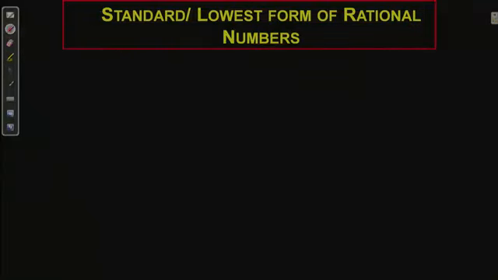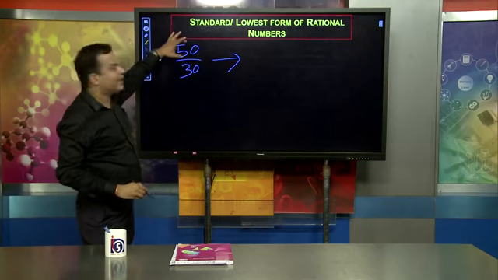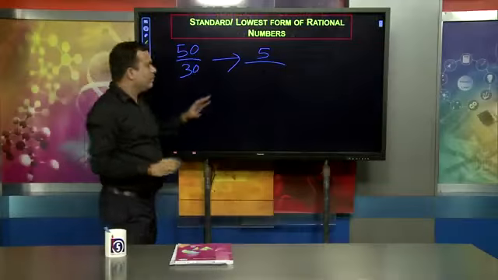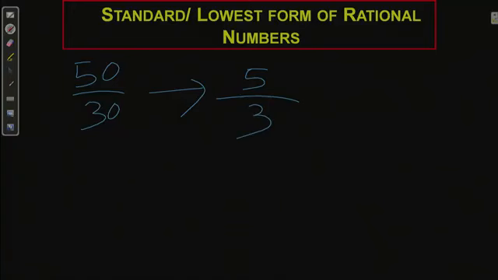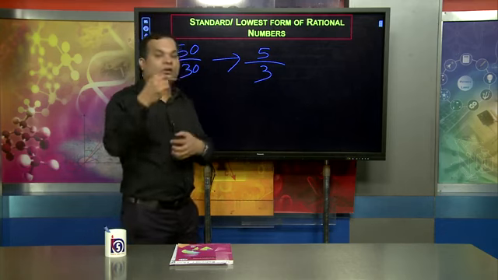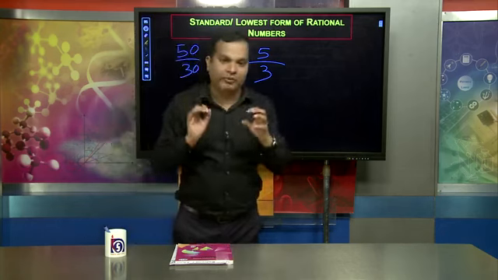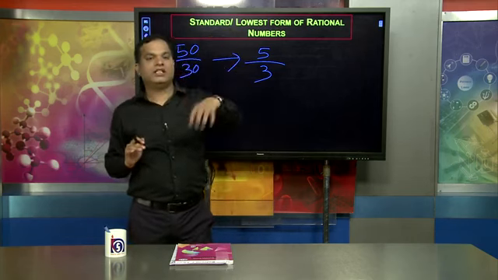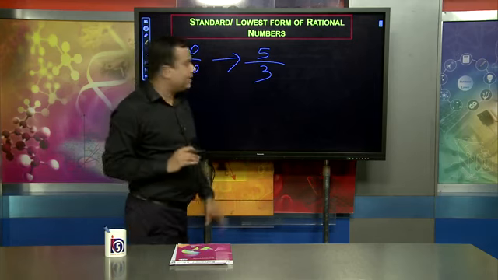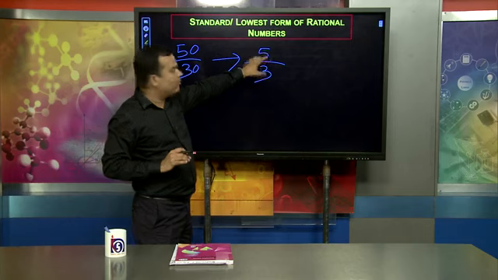Suppose I would like to write 50 by 30. If you divide by the common quantity, suppose 10, 50 by 10 you will get 5, and 30 by 10 you will get 3. So 50 by 30 is equal to 5 by 3; the value is the same. So the thing is, if you divide both the numerator and denominator by the largest common quantity, then you get the lowest form. So the standard form of 50 by 30 is 5 by 3.